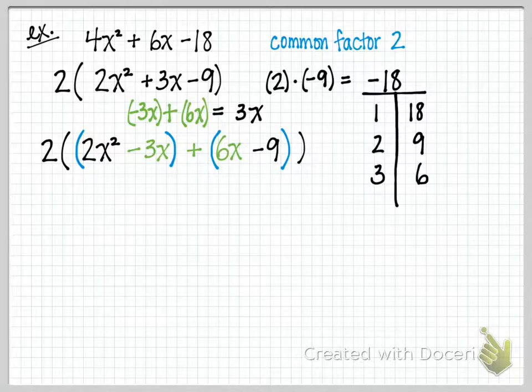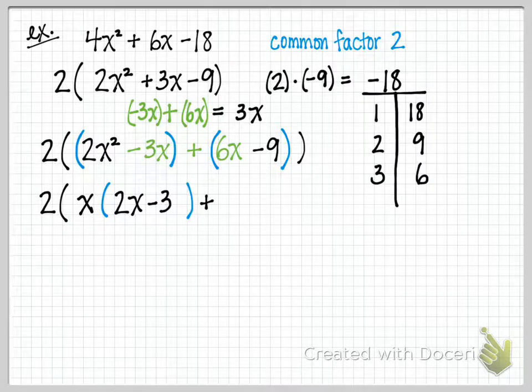Now it might look a little complicated. We had the 2 from the outside still hanging out here. And then we have the ax squared. These two, the -3x and the 6x, are equal to the b, which was +3x. And then we still have the c, which was -9. I then did groupings of 2.